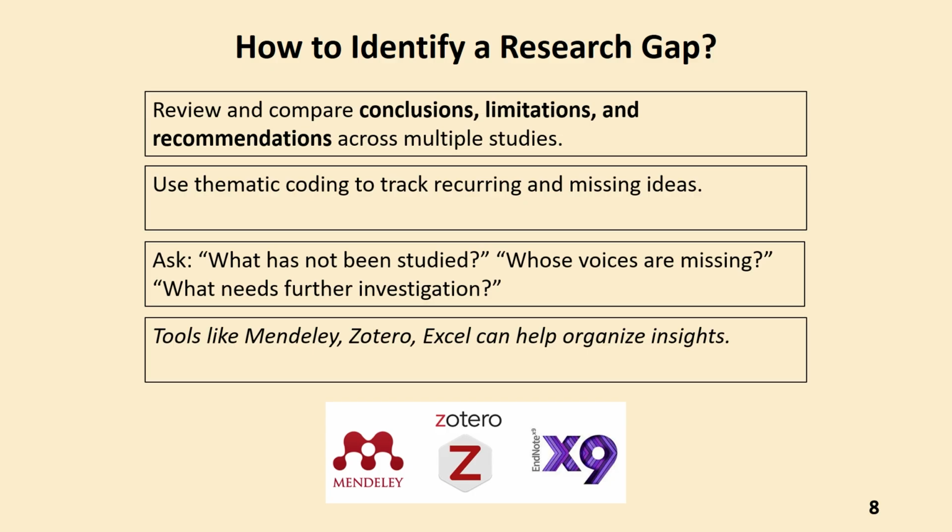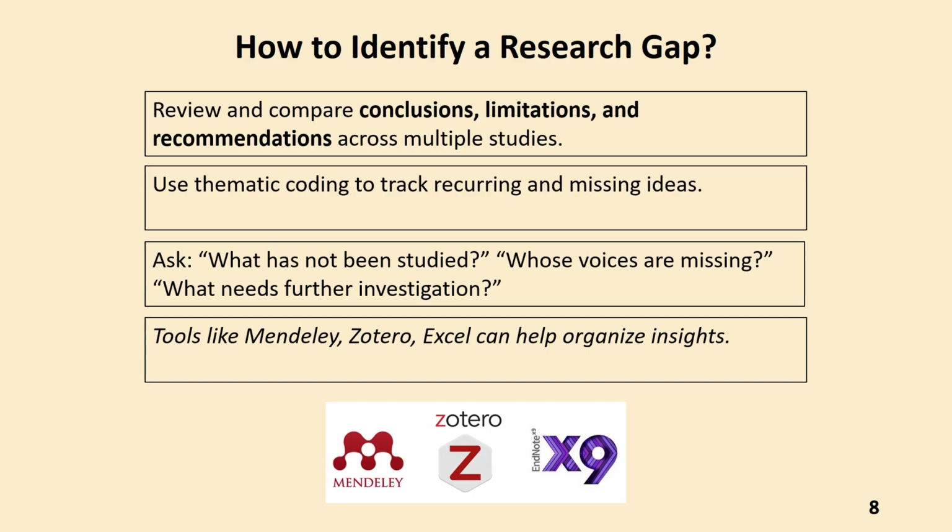Next question comes, which is very useful for a person who is going to make a research proposal, how to identify a research gap. Review and compare conclusions, limitations and recommendations across multiple studies. Use thematic coding to track recurring and missing ideas. This is also very important, especially in social sciences research, that we identify whether there is any kind of thematic research gap, and if you find that gap and can extend it further, a well designed study can be done over that particular situation.